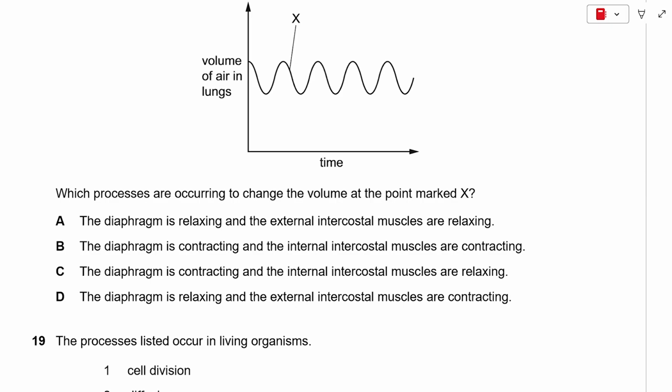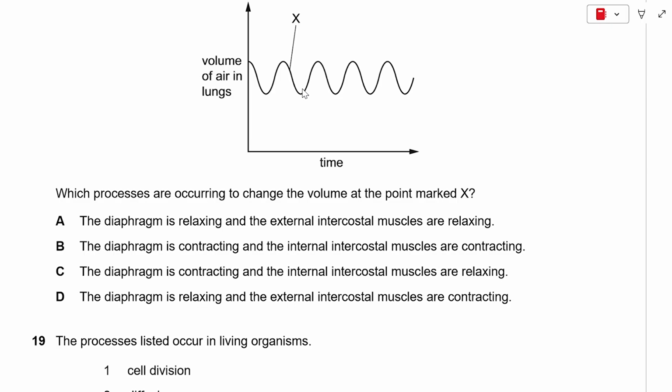So at point X, we see that the volume of air is now going down. All right, we had it high over here, but it's now beginning to decrease. So if it's decreasing, it means that this person is now preparing to breathe out. If you're preparing to breathe out, the diaphragm is supposed to relax. When it starts to relax, that's when the volume becomes less.